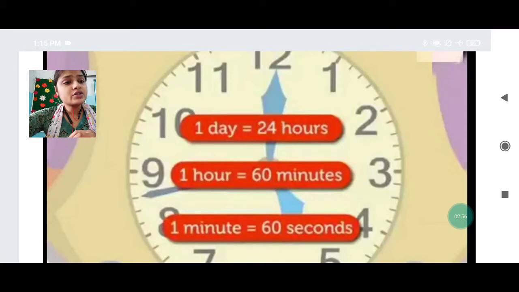1 day has 24 hours. 1 hour equals 60 minutes, and 1 minute equals 60 seconds. Second is the smallest among all the 3, means hour, minute and second. There are 3. So in these 3, second is the smallest and hour is the largest.